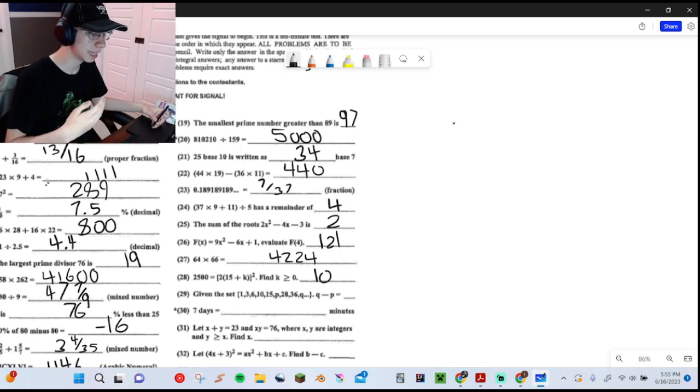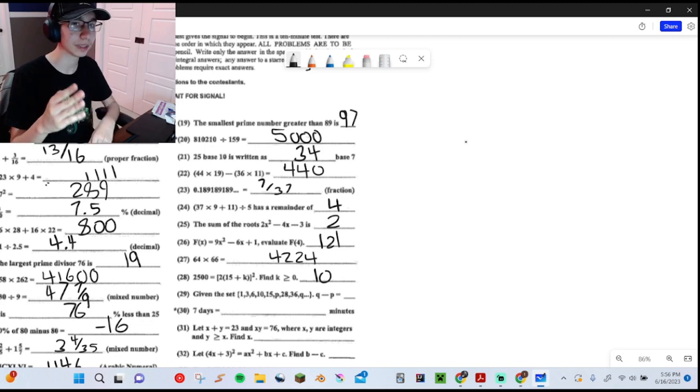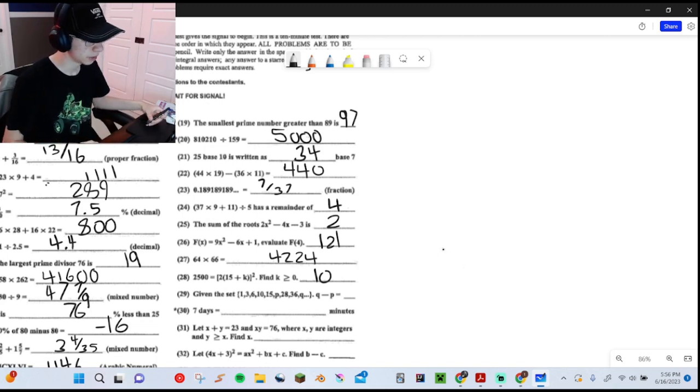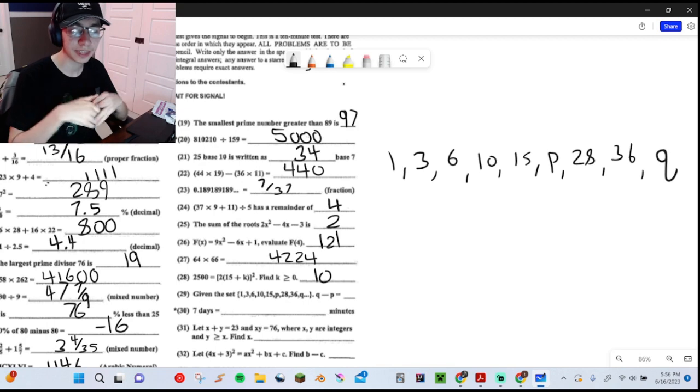Okay, so 29, we have this set of numbers, and I want to find what p minus q is, like these missing numbers in this pattern. It's always a pattern, so we got to identify the pattern first, so we can figure out what these numbers are. So if we look at the pattern, we get 1, 3, 6, 10, 15, p, 28, 36, and then q. So let's see if you can identify the pattern.